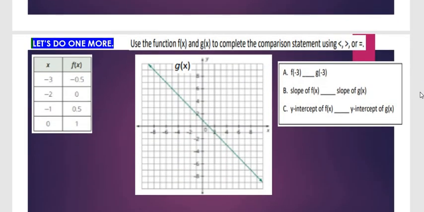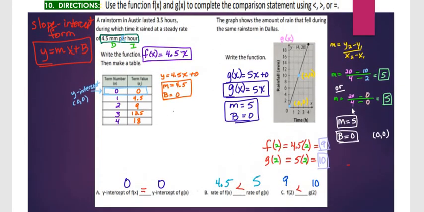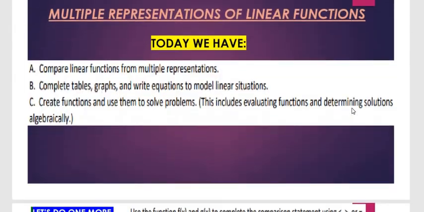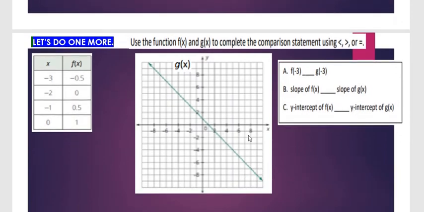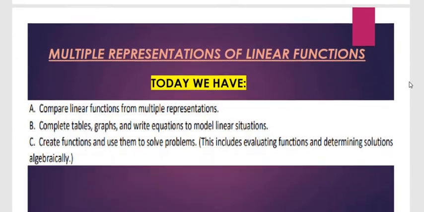You're going to use the function f of x, which is this one, your table, and g of x to complete the comparison table. This is just like what we just did. You have a chart, right here, a table, and you have a graph. So you're going to work it just like what we did right here on number 10. Now looking at this right here, the first thing you need to do is find your slope. So go back to number 10. Find your slope. And then you're going to find your y-intercept. Same thing for this. And then compare them.